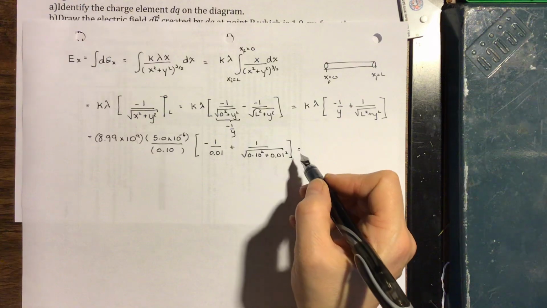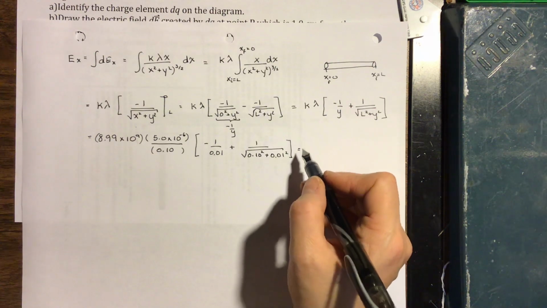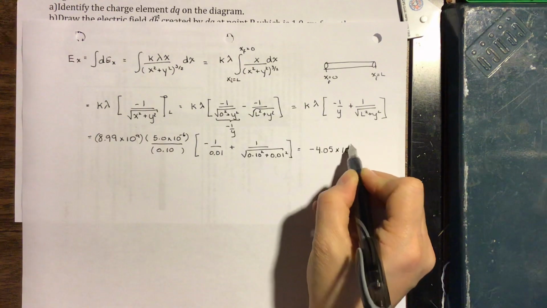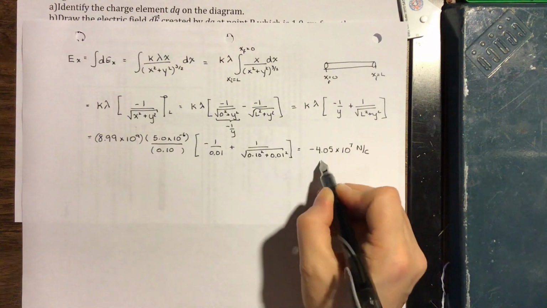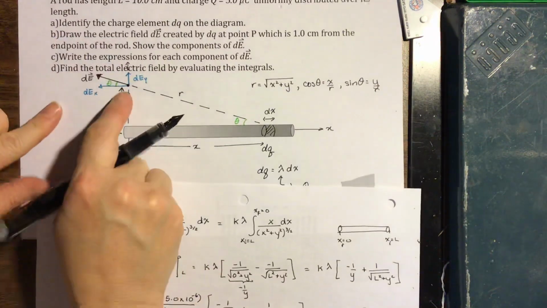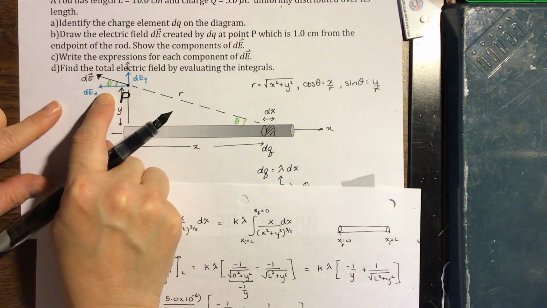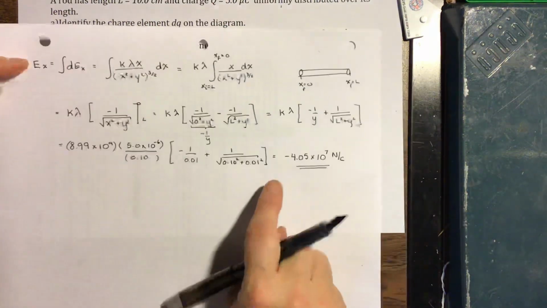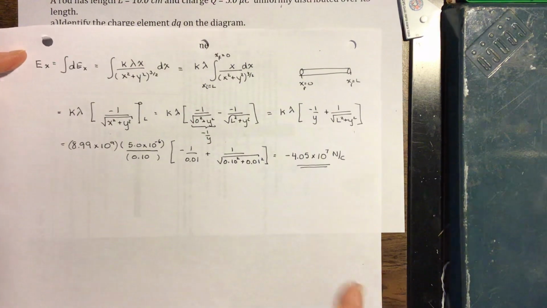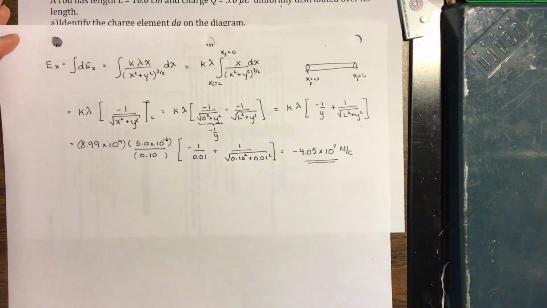Do all this through the calculator, and we get for an x component of minus 4.05 times 10 to the 7 newtons per coulomb. Take stock of the negative sign. When we drew our electric field, we see that the x component points to the left, so we expect it to be negative. So we're good with the negative sign here because the x component of electric field points to the left. It is negative. So next we'll do the y component.